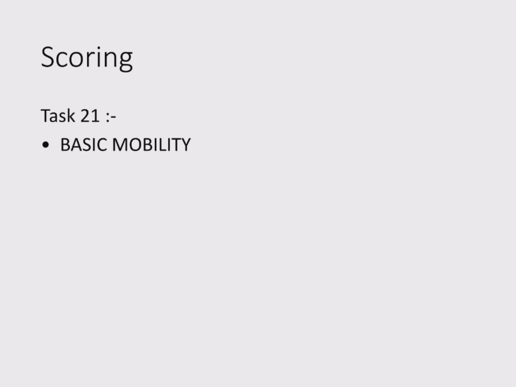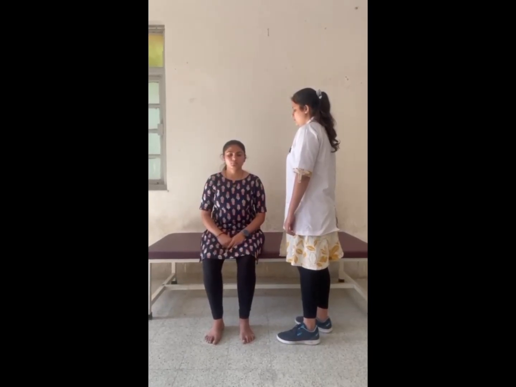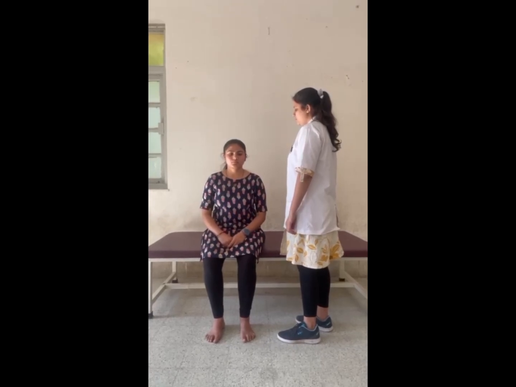For task 21, scoring is given according to basic mobility scoring system. Task 21. Raises to standing from sitting. Note: if patient pushes up with hands to stand, then score 2 is given. And asymmetry such as trunk lean, triangle position, hip retraction or excessive flexion or extension of the affected knee is equal to mark deviation, and score 1A or 1C is given. Ask patient to please stand up. Try to take equal weight on both legs.